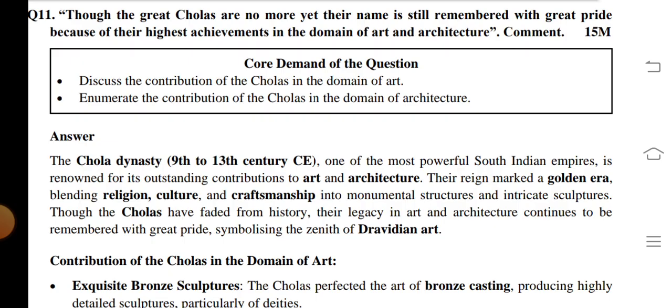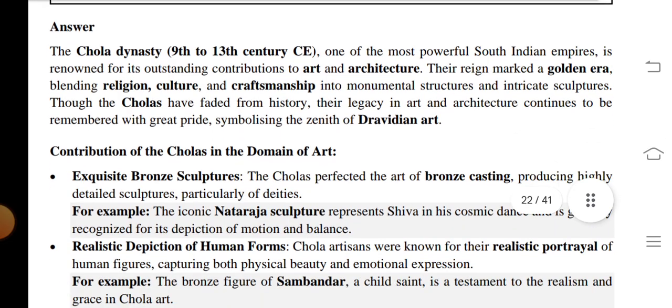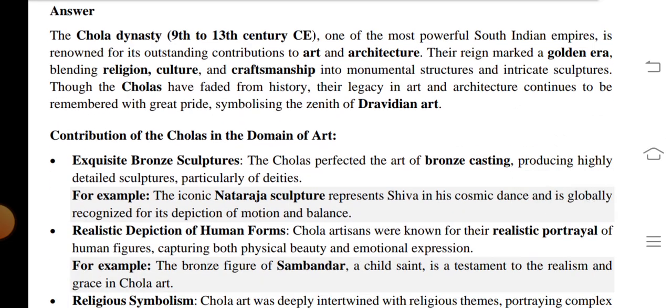The Chola dynasty, 9th to 13th century, one of the most powerful South Indian empires, is renowned for its outstanding contributions to the arts and architecture. Their regime marked a golden era, blending religious culture and craftsmanship into monuments, structures and inscriptions. Though the Cholas have faded from history, their legacy in arts and architecture continues to be remembered with great pride and symbolizes the zenith of Dravidian art.